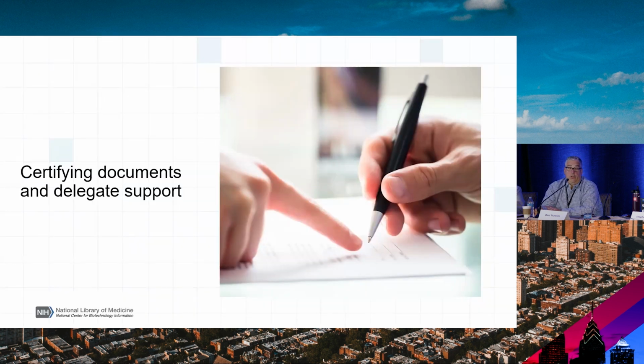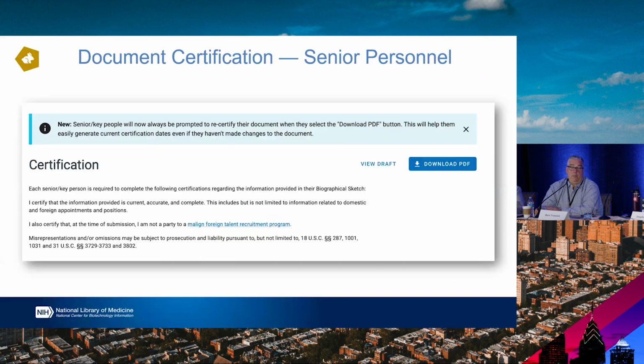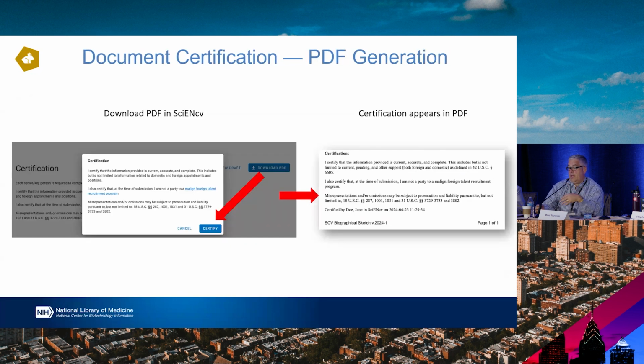All right, so certifying these documents is one of the big steps that PIs have to do, and it's built right into SciENcv. So when the PI is in SciENcv, they've filled the form out, or perhaps the delegate has filled it out for them, and they're ready to download it. There's a download button there. They simply click on it. The system will generate the PDF on demand after they certify it.